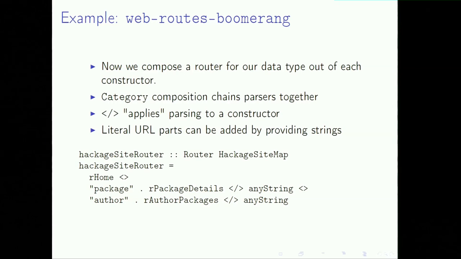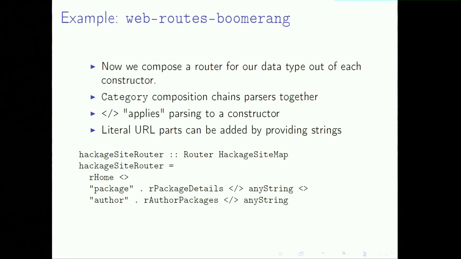So I can build a router for this hackage sitemap then out of the choice of our three possible routes. We've got the home route, which requires no parsing and no pretty printing whatsoever. So that corresponds just to the completely empty string. If we see more than the empty string, then that parser will fail. So we use a monoid operation here to combine it with some other routers.